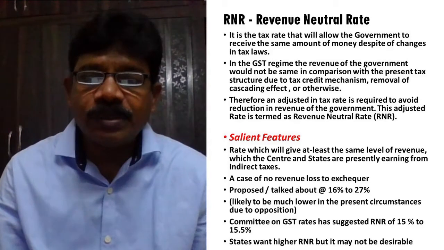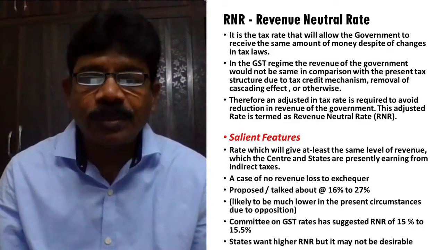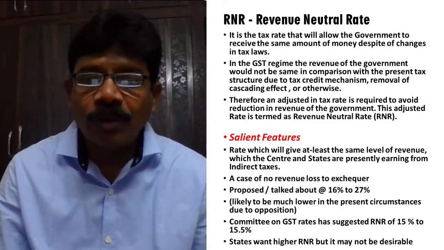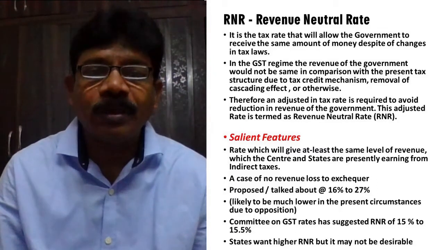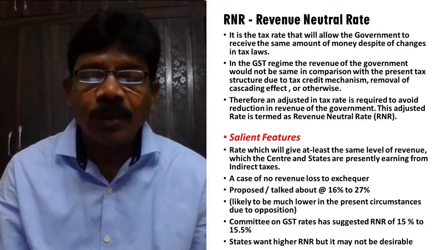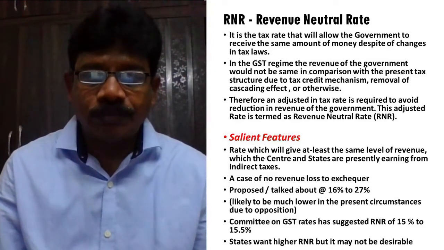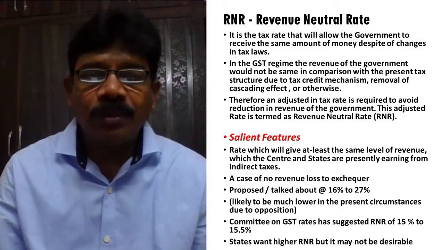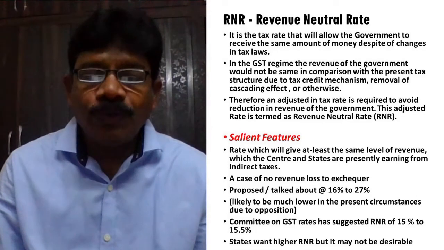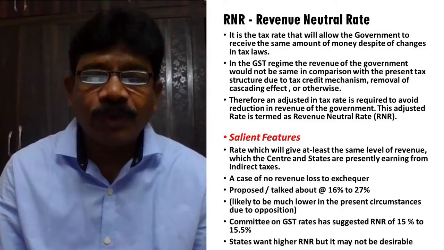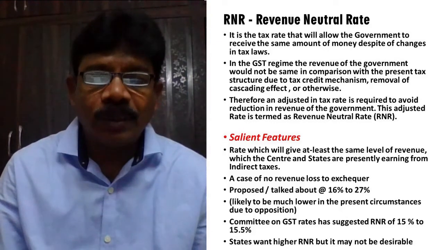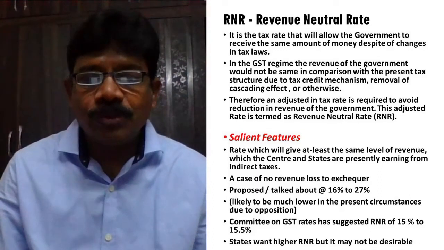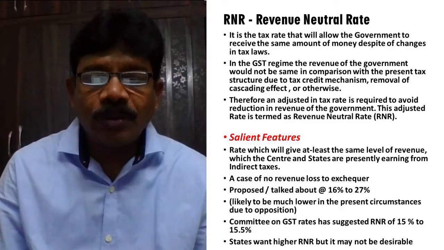It is the rate which will give at least the same level of revenue which the central and states are presently earning from indirect taxes. So it is a case of no revenue loss to the exchequer. Exchequer is nothing but the government. No revenue loss in the sense that if it was getting 1 lakh crore, but after introducing this GST it is earning 95,000 crores or 90,000 crores, then the 10,000 crores or 5,000 crores is called a revenue loss. So there should not be revenue loss.